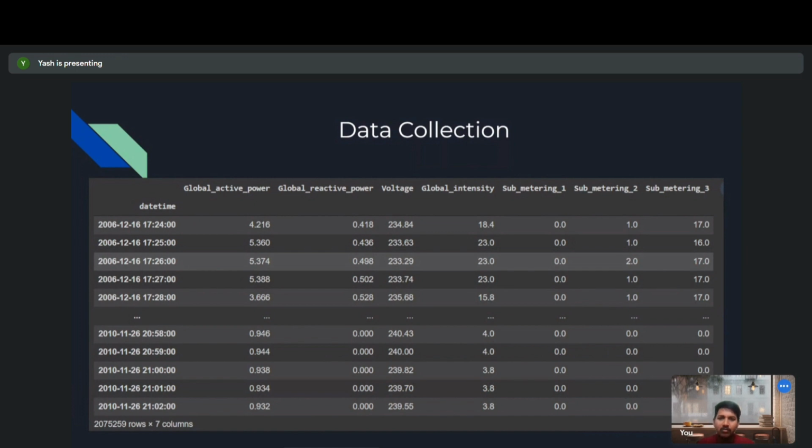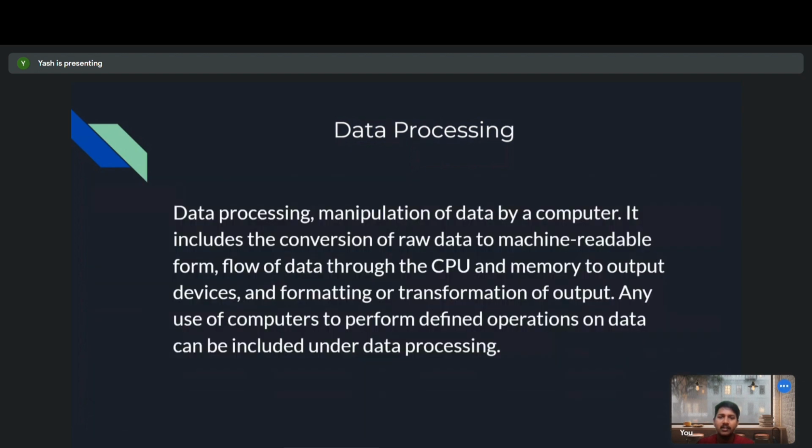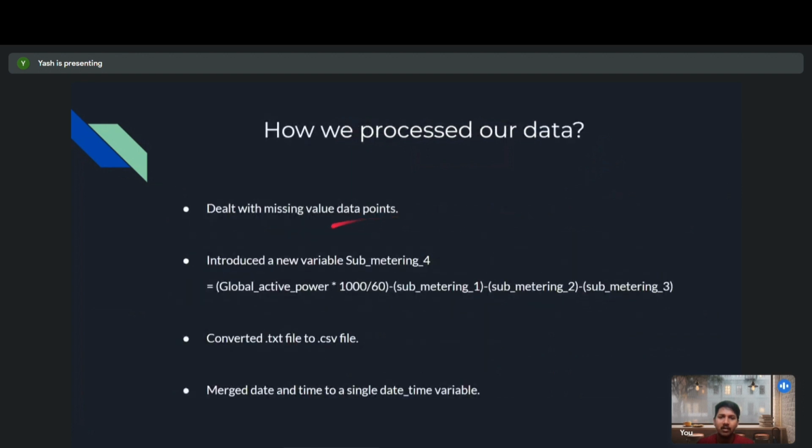Thanks, Shivam. For our project, we first had to process our raw data. Initially in the data, we had some missing values represented with question marks. We marked all missing values with NaN. As Shivam explained, our data included three submetering values, but some of this consumption falls short of the total active power. So we introduced a new variable, submetering 4, which is equal to the total global active power minus the sum of all three submetering values.